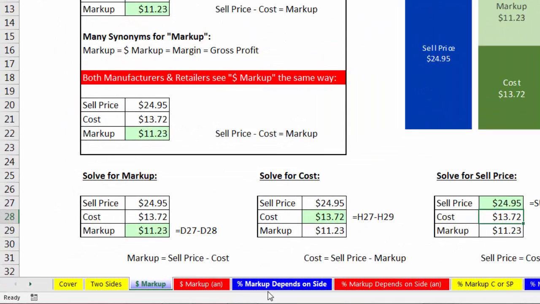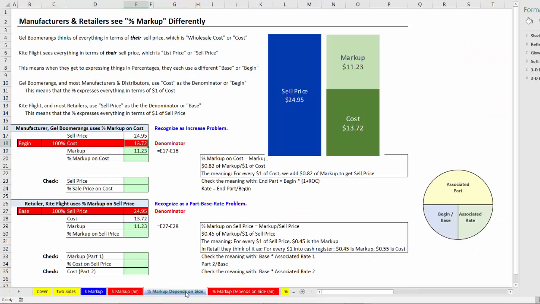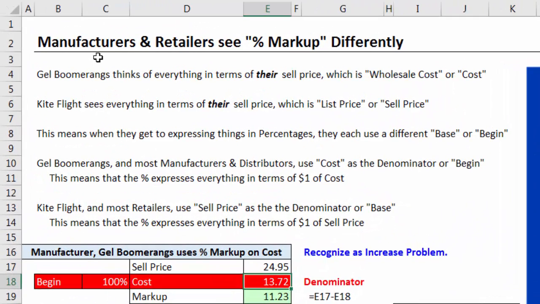Now let's go over to the sheet. Percent markup depends on the side. Now, manufacturers and retailers see the percentage markup calculation differently. Gel Boomerangs thinks of everything in terms of their selling price, which is wholesale cost or cost. Remember, Gel Boomerangs manufactures the boomerangs. When they sell it to Kite Flight, that actually is their sell price, but it is the cost.